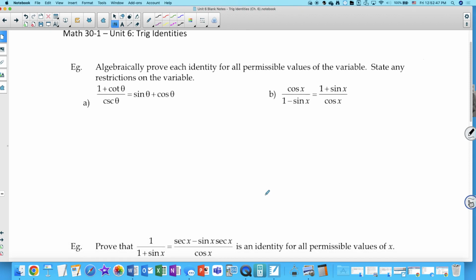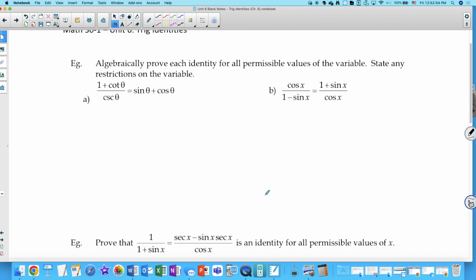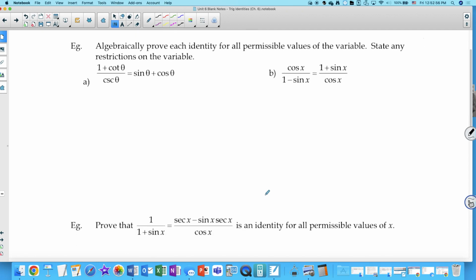Algebraically prove each identity for all permissible values of the variable. State restrictions on the variable. Okay? So what I'm going to do first is, here's my identity. I'm going to set up a little chart, left side, right side. And a lot of the time, the first step is going to help you uncover your non-permissible values anyway, if they're not obvious. Okay? Now, the right side seems pretty simple to me, so I'm just going to rewrite it as is and probably leave that alone.